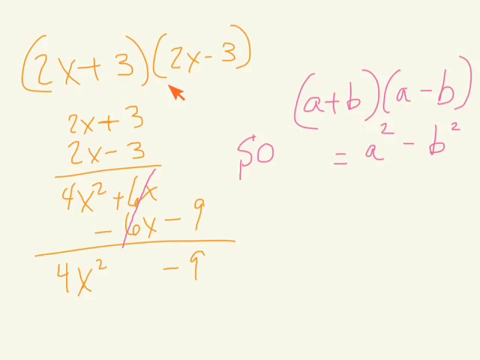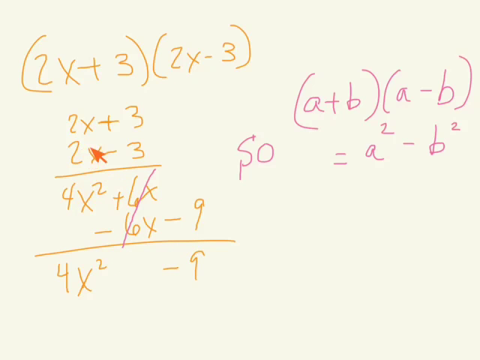The other special case is when you have this, 2x plus 3 times 2x minus 3, where they're the same terms in each of the binomials, but the signs are different. So what happens when you multiply this out? 2x times 2x is 4x squared. 2x times positive 3 is plus 6x. 2x times a negative 3 is a minus 6x. You notice this middle term cancels out. And then a positive 3 times a negative 3 is negative 9.